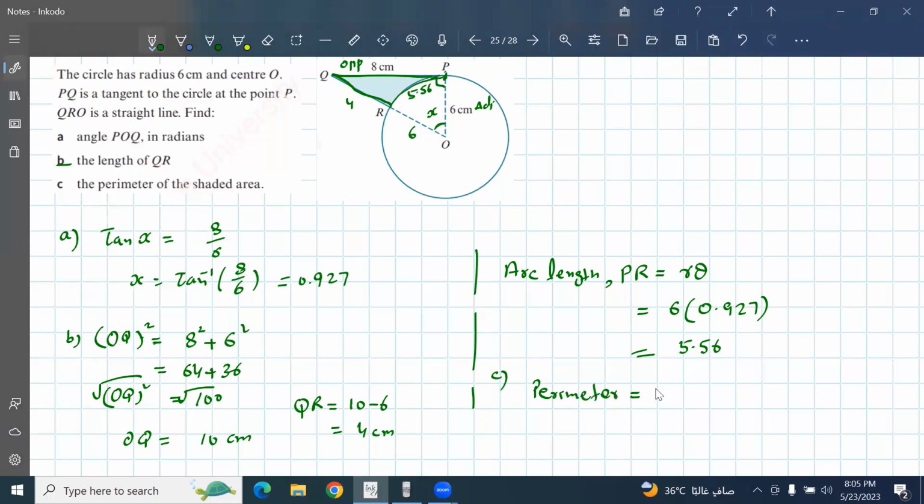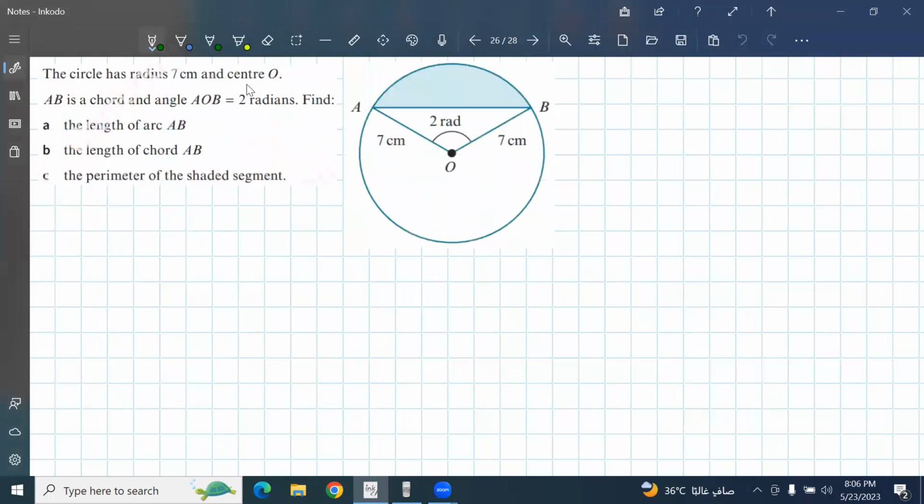Perimeter of the shaded part is equal to 8 plus 4 plus 5.56, which gives us 12 plus 5.56, which is 17.6 to three significant figures. So this is your required answer. We applied the arc length concept to find the perimeter. I hope you understand. We move to another question.